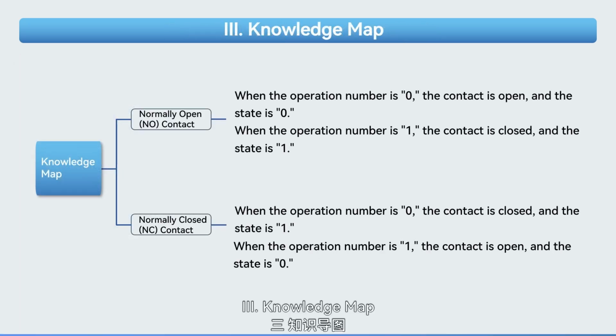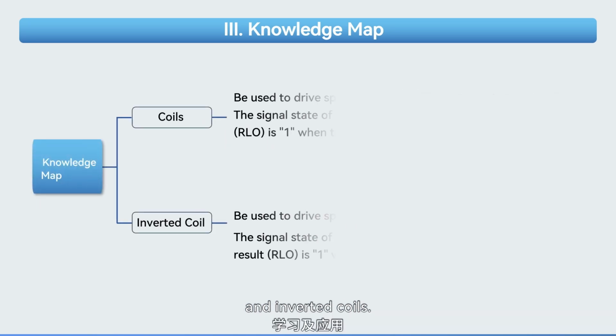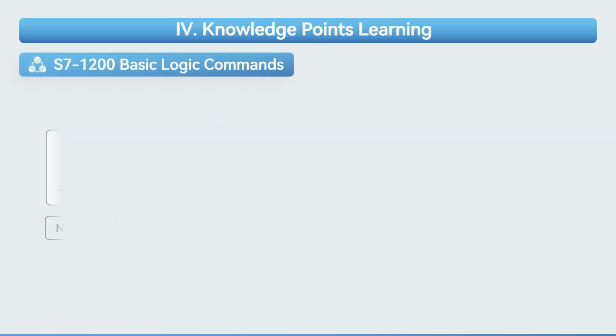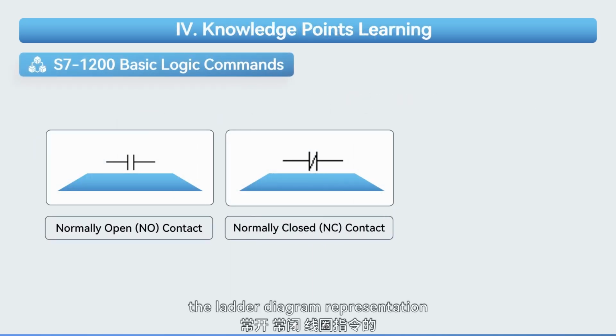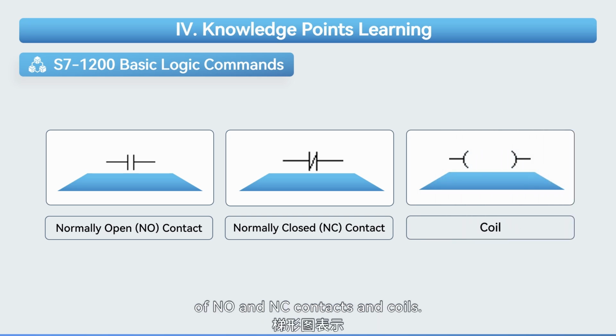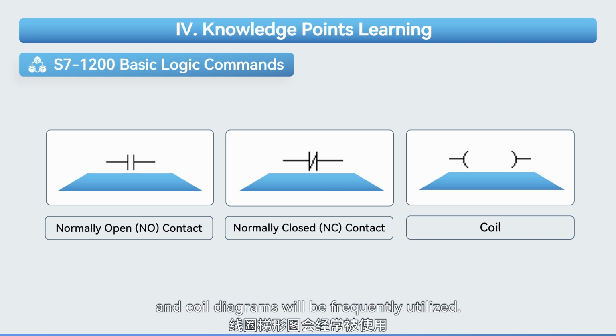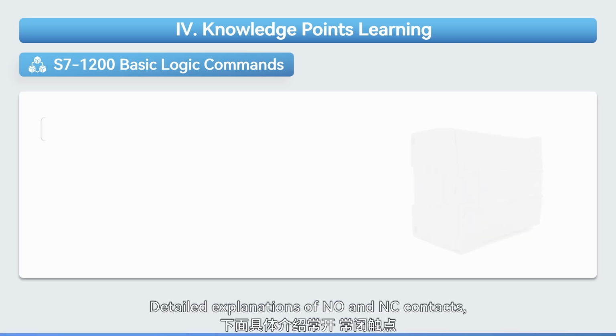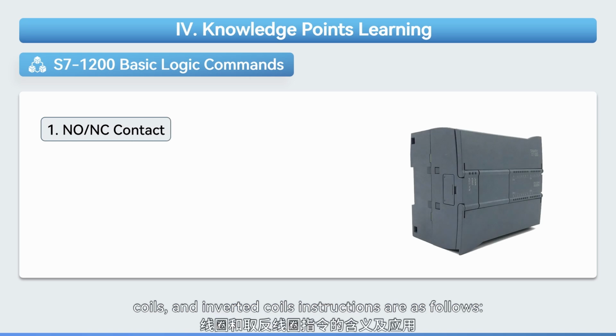3. Knowledge map. The knowledge points for this task include learning and applying normally open (NO) contacts, normally closed (NC) contacts, coils, and inverted coils. The diagram above illustrates the ladder diagram representation of NO and NC contacts and coils. This course primarily uses ladder diagrams for programming, and these NO, NC contacts, and coil diagrams will be frequently utilized. Detailed explanations of NO and NC contacts, coils, and inverted coils instructions are as follows.